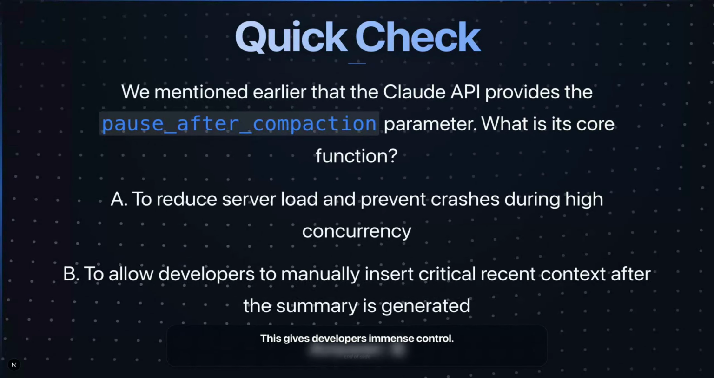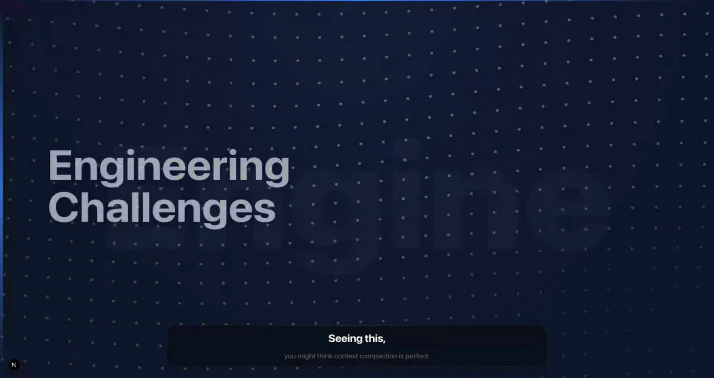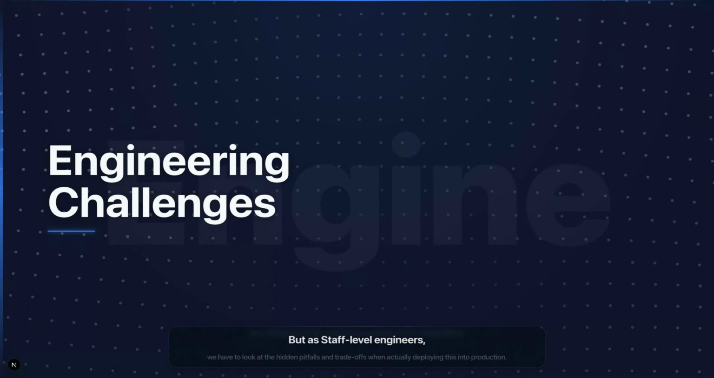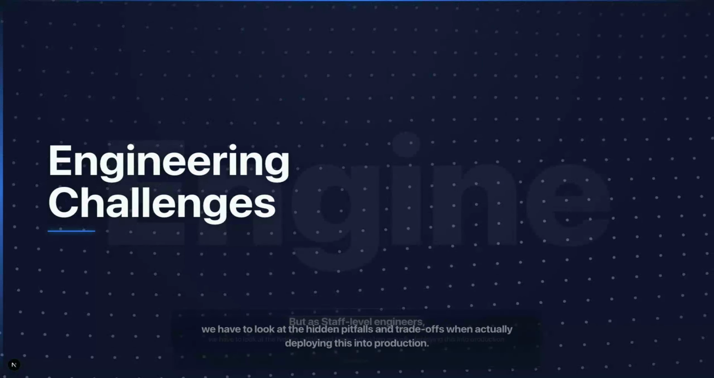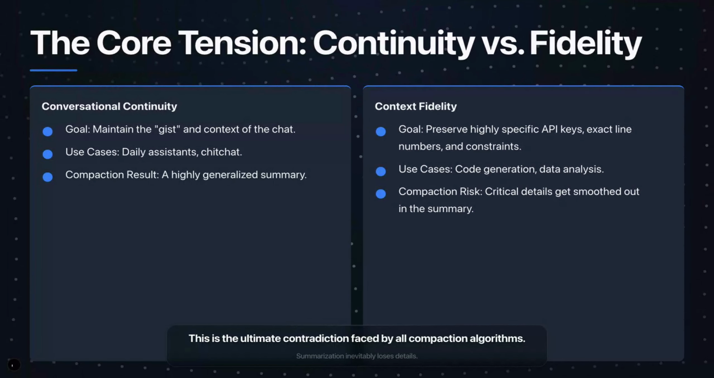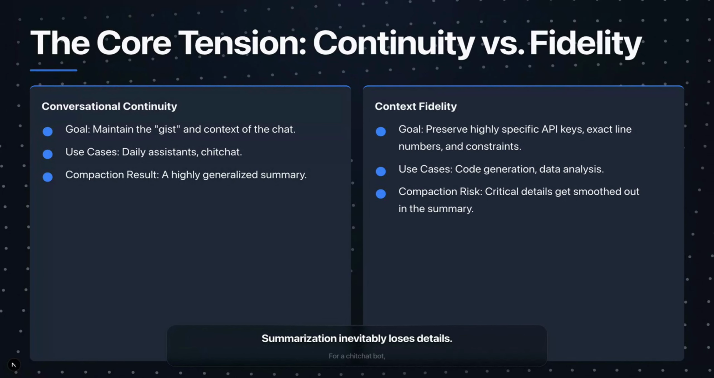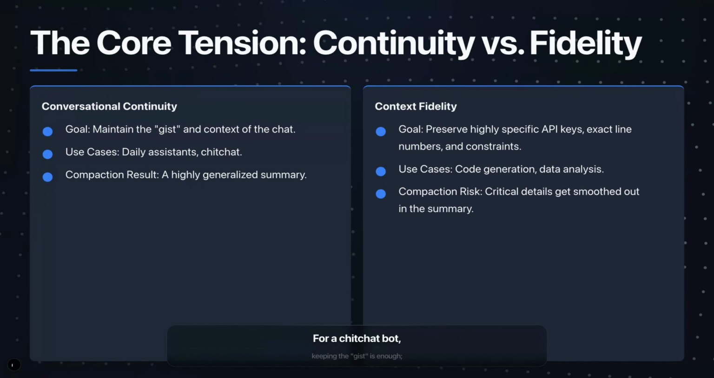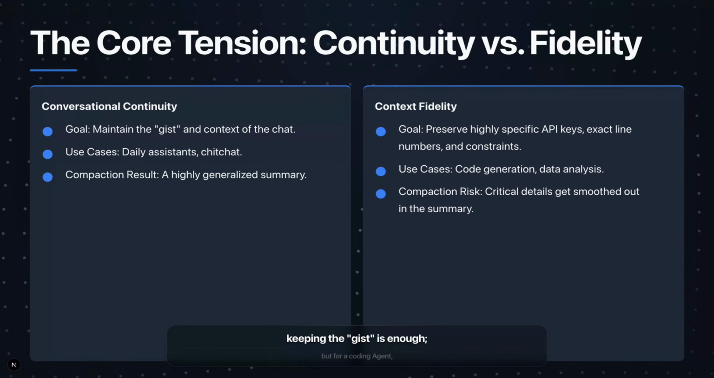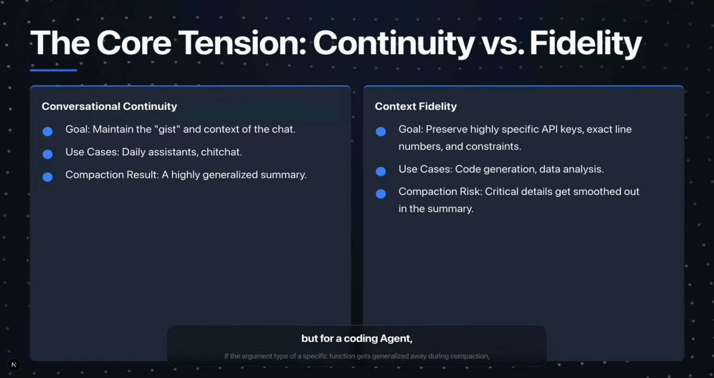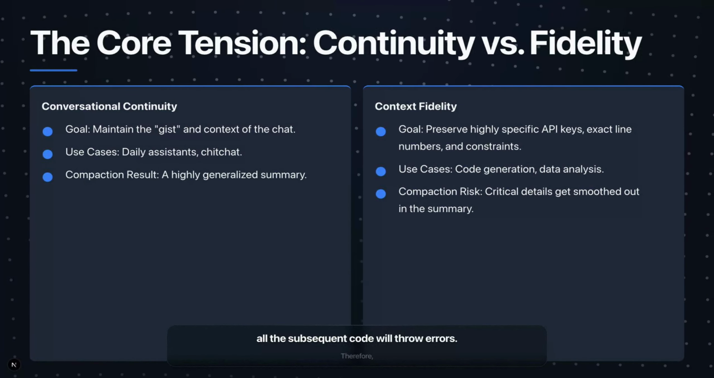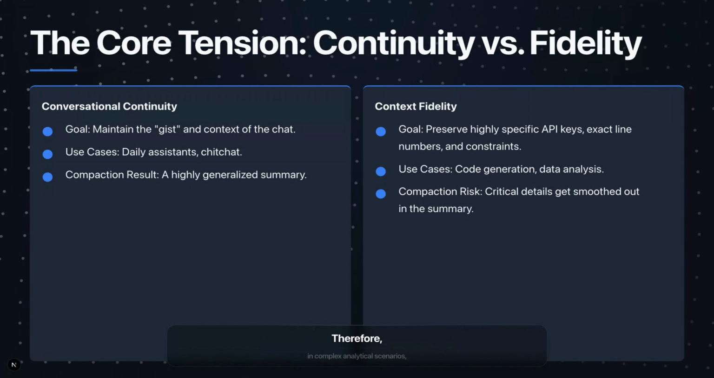Seeing this, you might think context compaction is perfect. But as staff level engineers, we have to look at the hidden pitfalls and trade offs when actually deploying this into production. This is the ultimate contradiction faced by all compaction algorithms. Summarization inevitably loses details. For a chit-chat bot, keeping the gist is enough, but for a coding agent, if the argument type of a specific function gets generalized away during compaction, all the subsequent code will throw errors. Therefore, in complex analytical scenarios, pure summarization is dangerous and must be paired with the pruning and reasoning preservation strategies we discussed earlier.